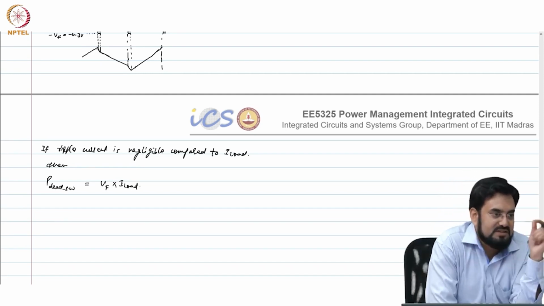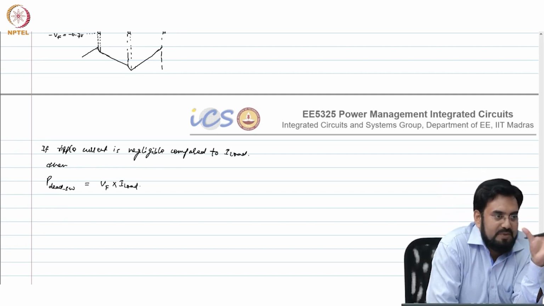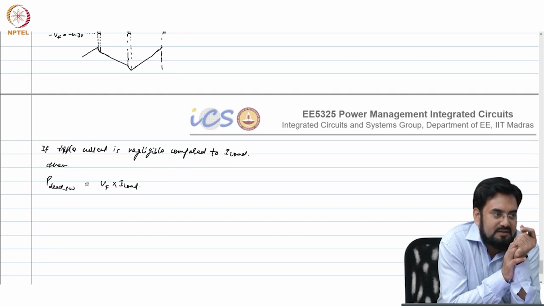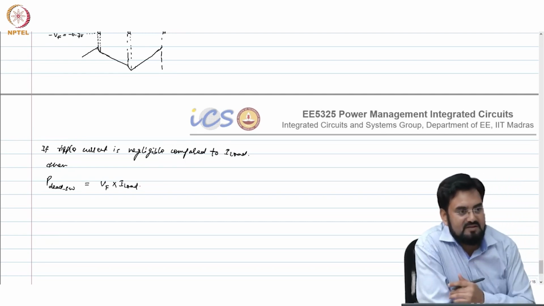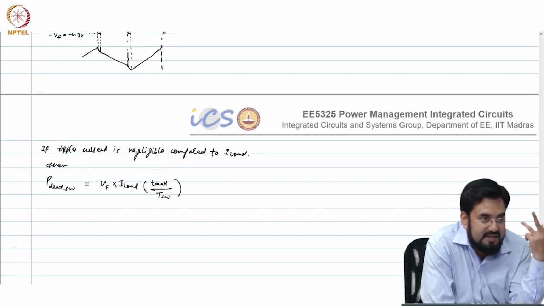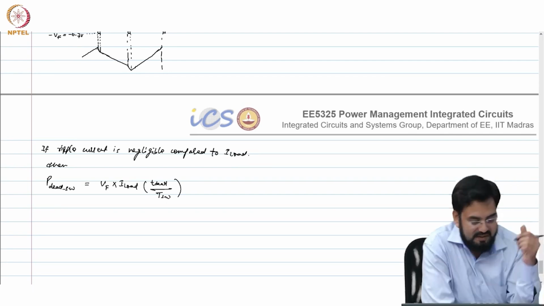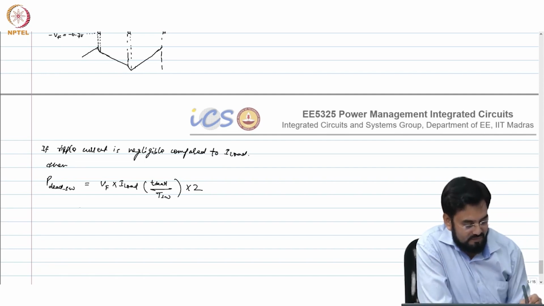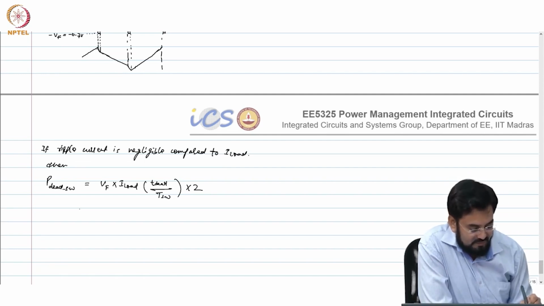And so this is your peak power, but this is not happening throughout the entire clock period. So you have to take the average of that. So this is only happening for T dead divided by TSW, and this is happening twice. This is happening at both the edges, positive and negative. So multiplied by 2. So approximately twice of VF.